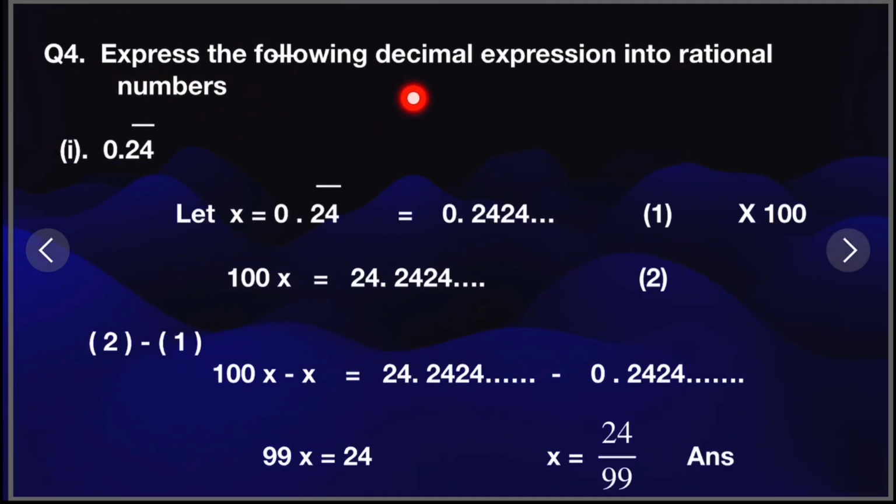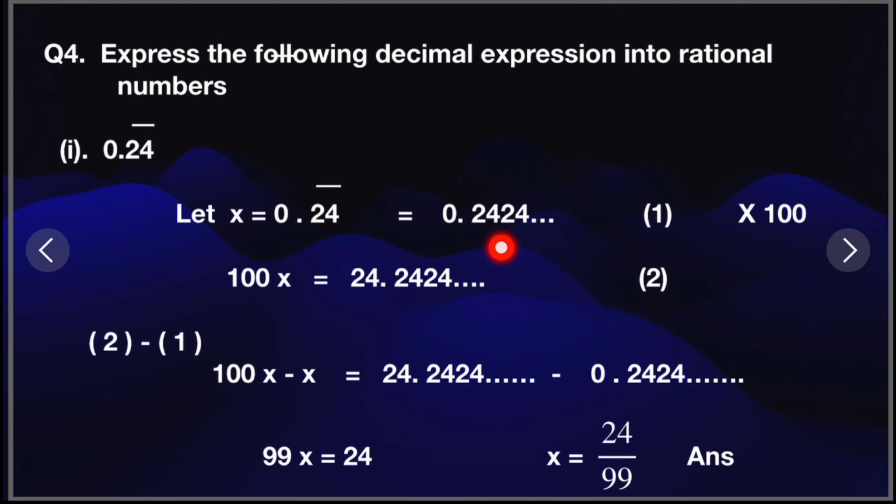Question 4. Express the following decimal expression into rational numbers. So now we are going to convert decimal into a fraction. This is the recurring decimal they have given. So you just write let x is equal to this. Now the period length is 2 digits. So you are going to multiply it by 100.